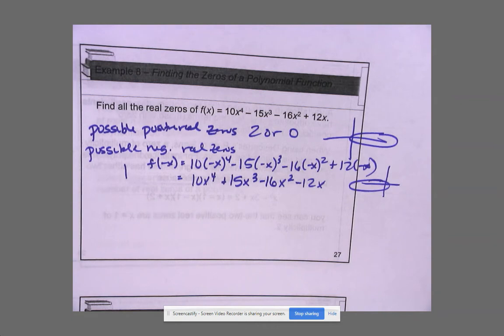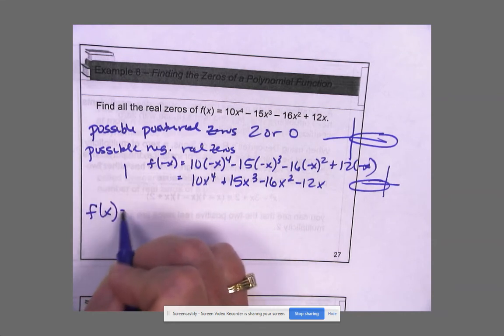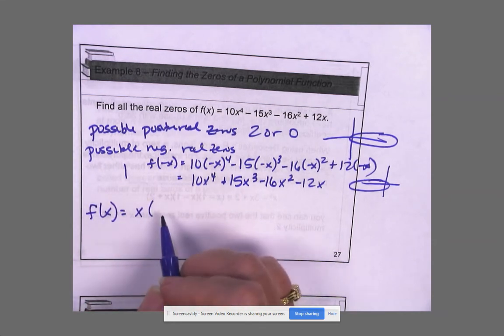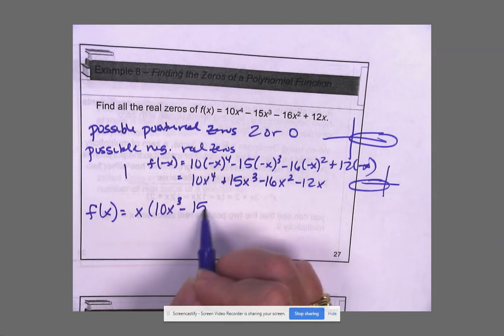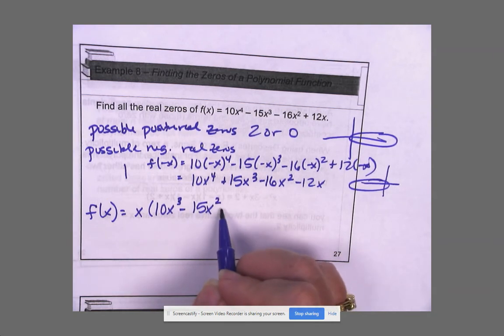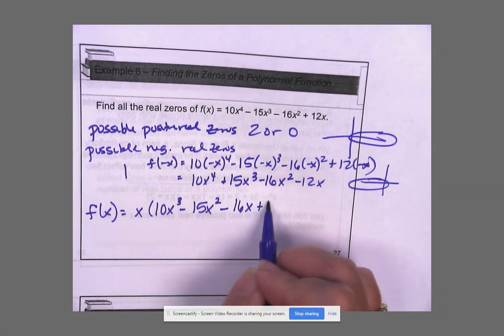Number one thing is a GCF. Do you have a GCF? Yes. And what's that answer? So we got f of x is equal to an x. Factor that out. It's going to be 10x what? Cubed minus 15x squared minus 16x plus 12.